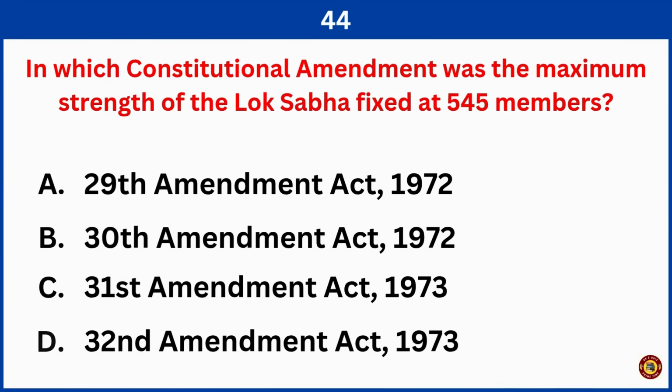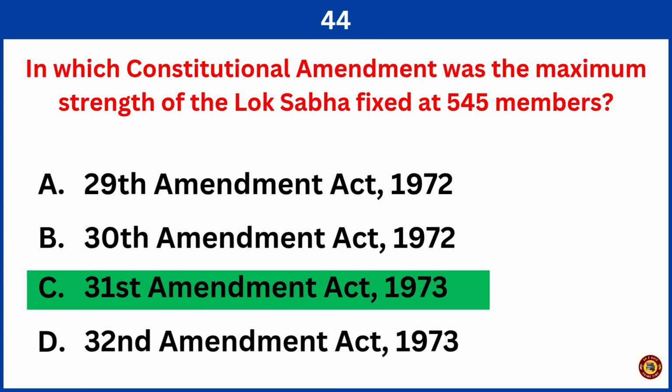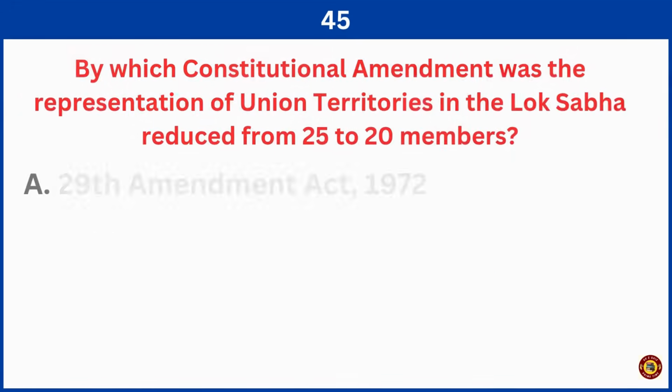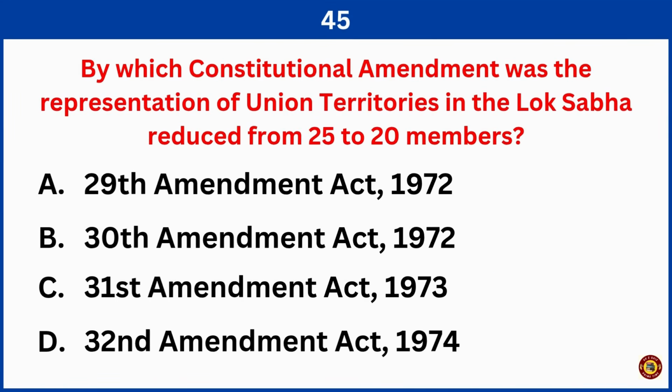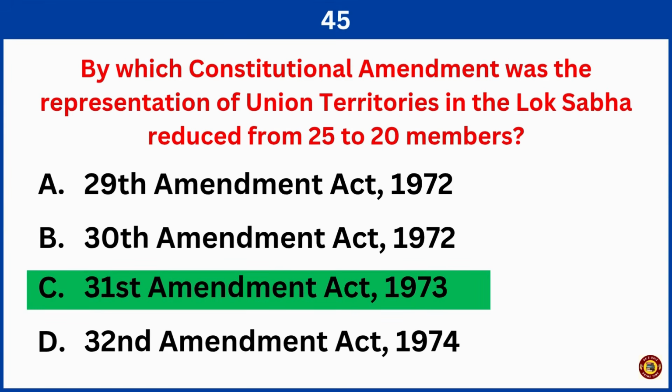In which constitutional amendment was the maximum strength of the Lok Sabha fixed at 545 members? Right answer is option C, 31st Amendment Act 1973. By which constitutional amendment was the representation of union territories in the Lok Sabha reduced from 25 to 20 members? Correct answer is option C, 31st Amendment Act 1973.